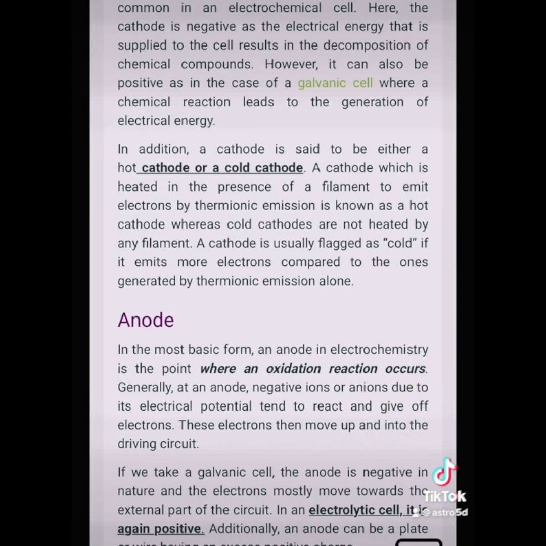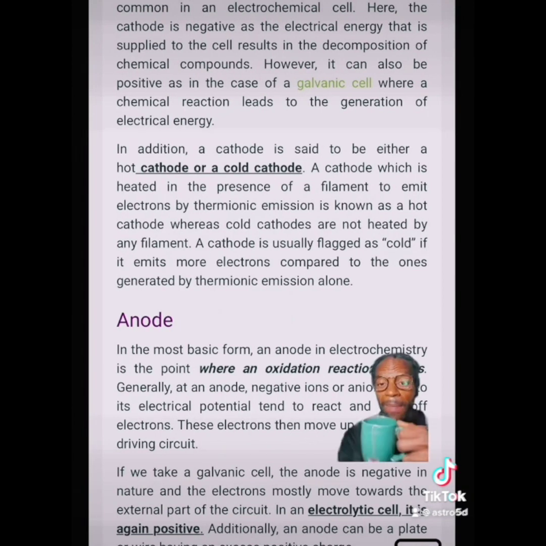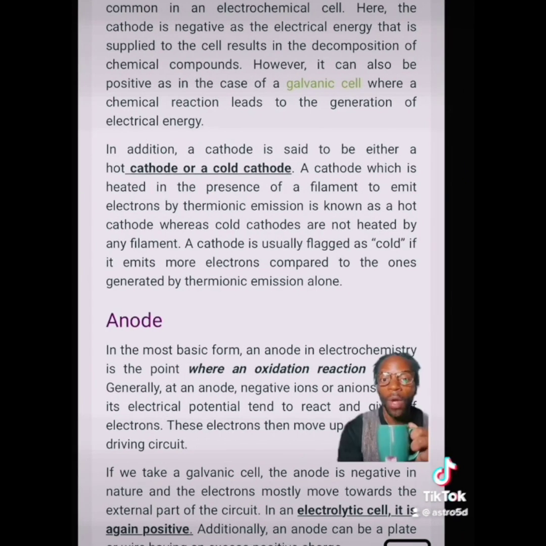Anode, in the most basic form, an anode in electrochemistry is the point where an oxidation reaction occurs. Pay attention. Generally, at an anode, negative ions or anions due to its electrical potential tend to react and give off electrons. These electrons then move up and into the driving circuit. One more thing.